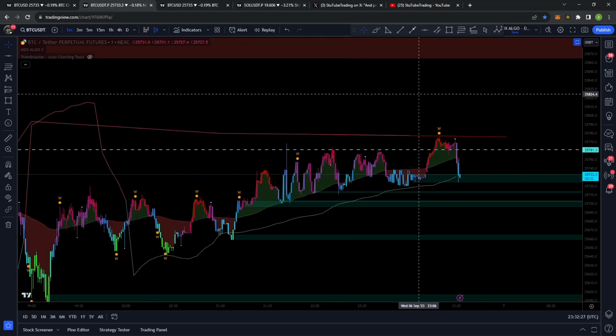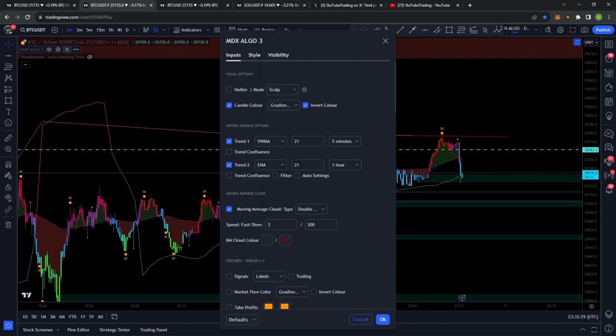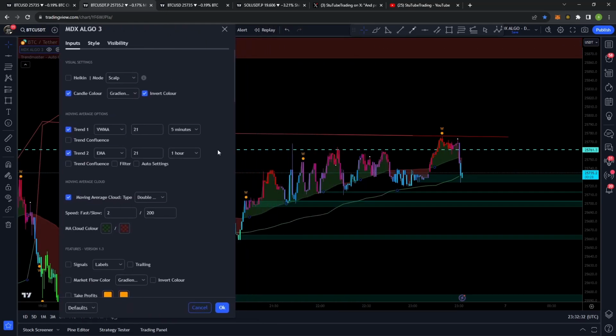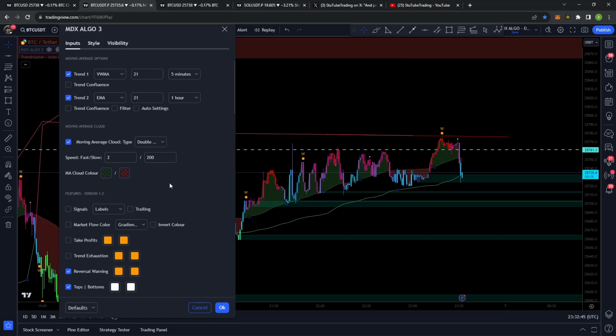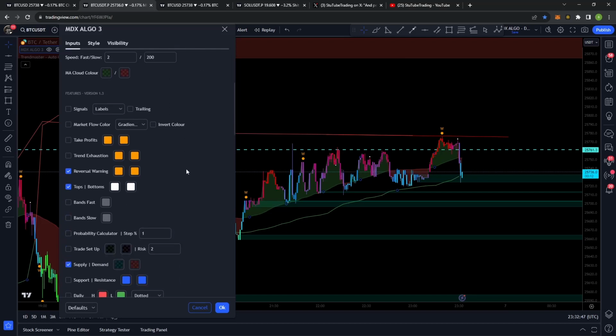Like I said, I keep my charts quite clean. There's a whole slew of other things you can do with the indicators. This moving average cloud, that would be this green and red cloud you can see here. I just kept it at 2 and 200. That's just kind of what it came as default. That's what I've been using ever since.